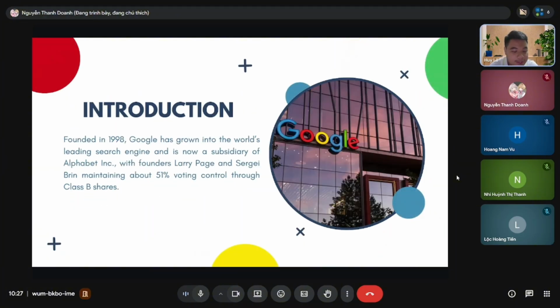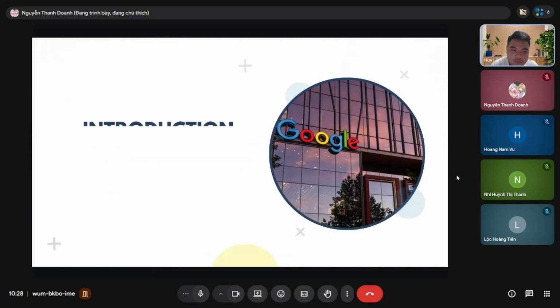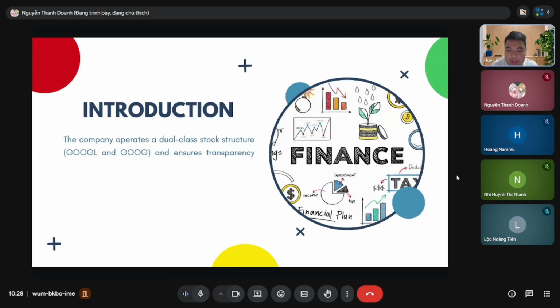A little bit of background for Google. It was founded in 1998 and is now under Alphabet Inc. The founders, Larry Page as well as Mr. Sergey Brin, are currently holding around 51% of voting control through the Class B shares. And, well, a little bit more information.